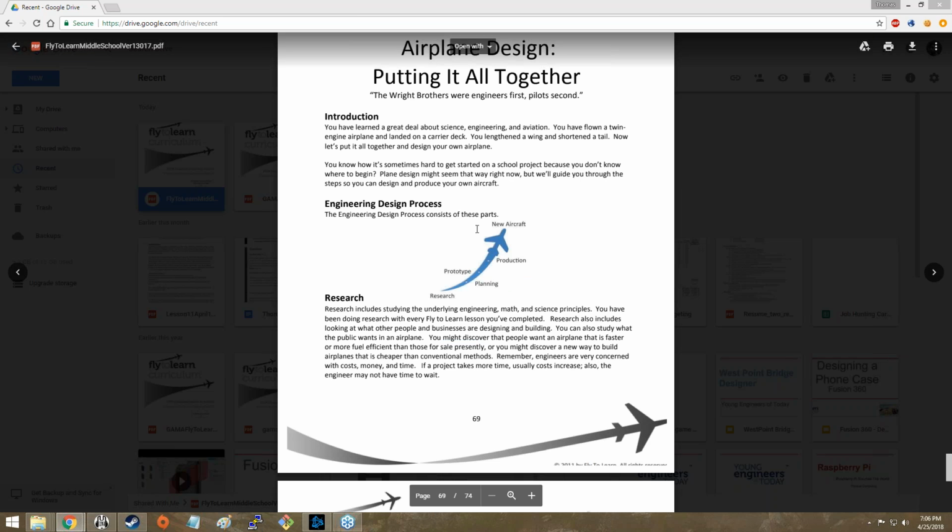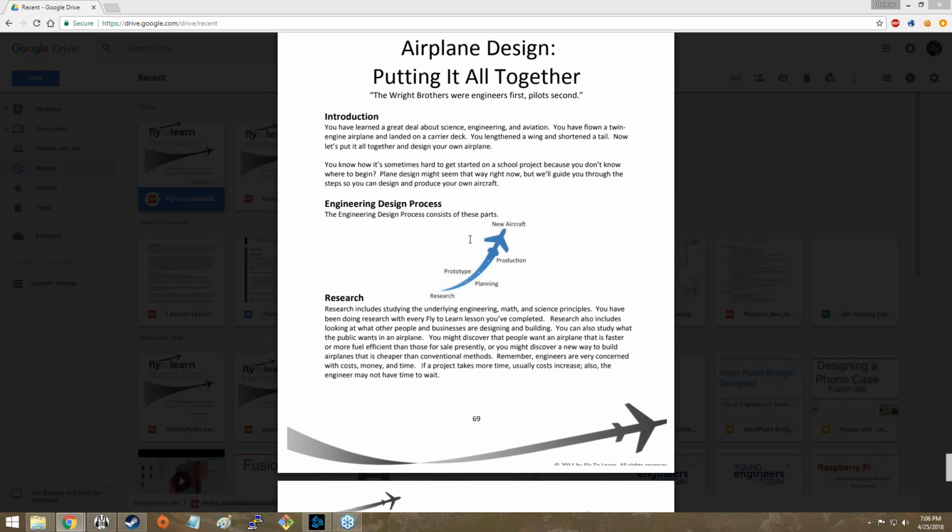So we've learned about science, engineering, and aviation. We've flown a twin-engine airplane, landed on a carrier deck, lengthened the wings of an airplane, shortened the tail of the airplane, just to see how it messes with everything. Played with different engine powers and weights, and all sorts of different things. So let's put it all together and design your own airplane.